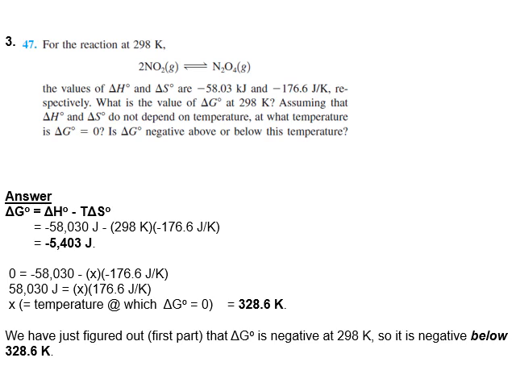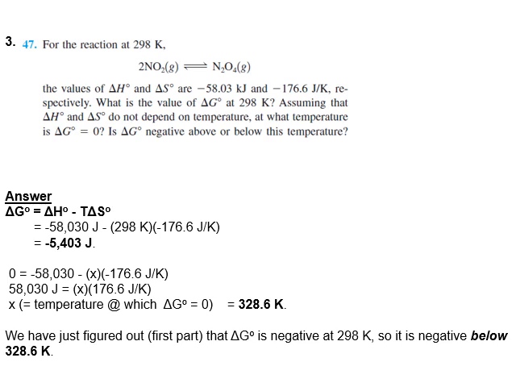Okay, all right, the next part is done below that, where you see 0 equals minus 58,030 minus X, or you can leave it as capital T, times minus 176.6, and solve for X, and that's actually your temperature. That's the temperature at which delta G is going to be 0, and that is going to be 328.